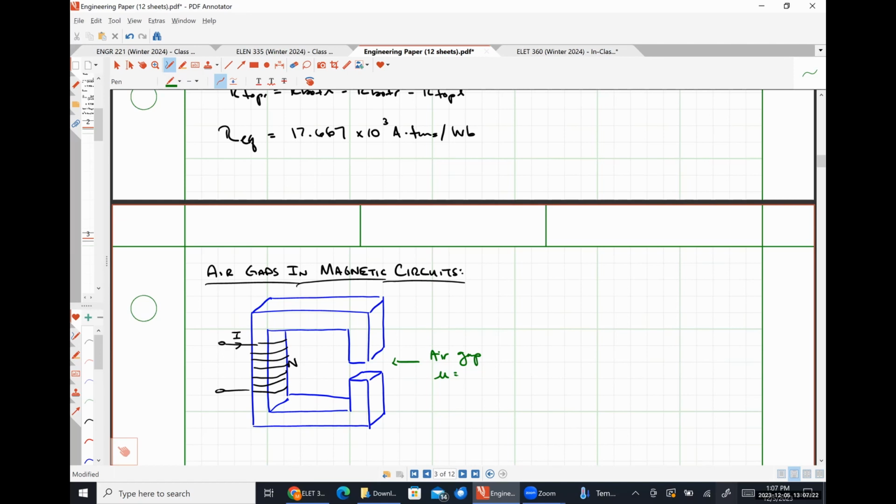Remember that when we're dealing with our ferromagnetic cores, we have a permeability that's extraordinarily large compared to the permeability of free space, right? Thousands, if not tens of thousands of times that of free space. What do you think the permeability of air is? Damn near exactly the permeability of free space. So in our air gap, mu is equal to mu naught.